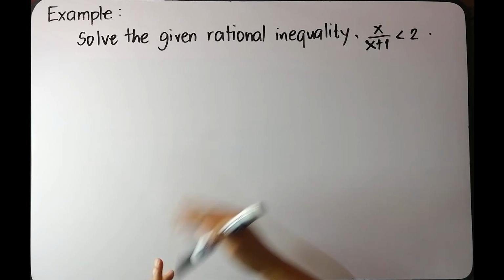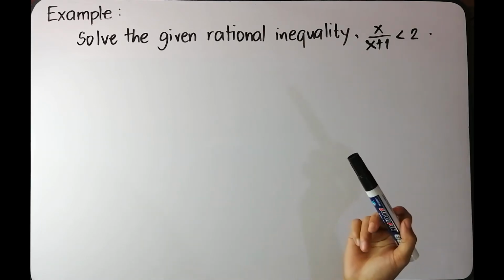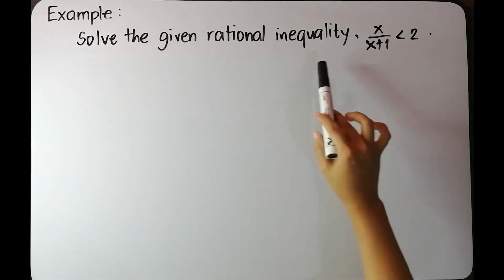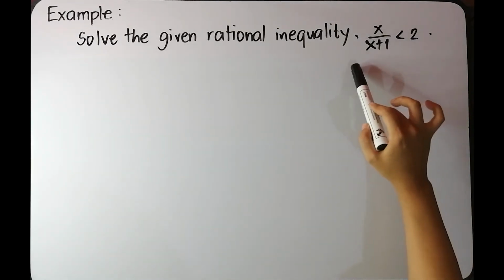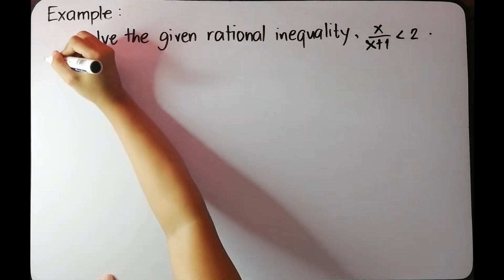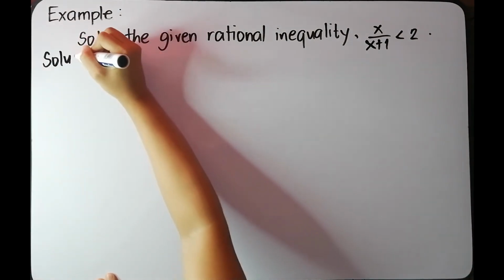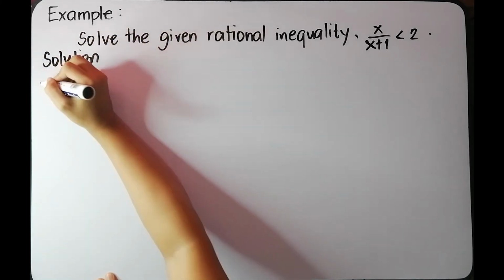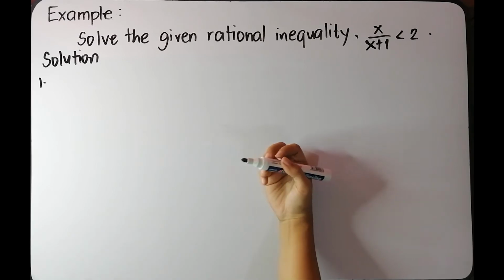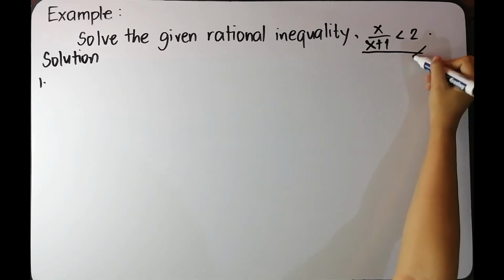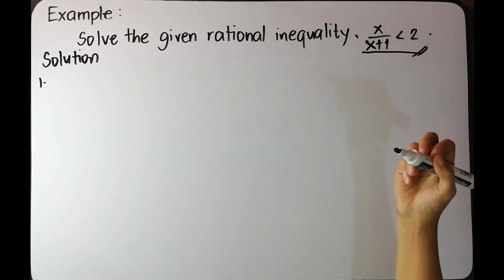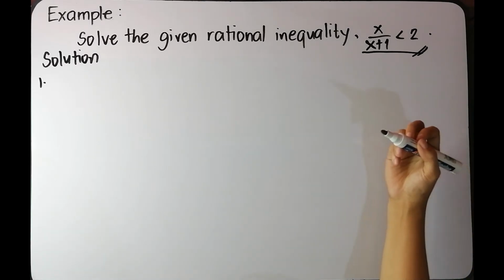So let us have examples in solving problems involving rational inequality. Let's solve the given rational inequality x over x plus 1 less than 2. In solving rational inequality, we have 6 steps. First step, we need to make the right-hand side of the inequality, 2, be equal to 0 by additive inverse. So we need to get the standard form.